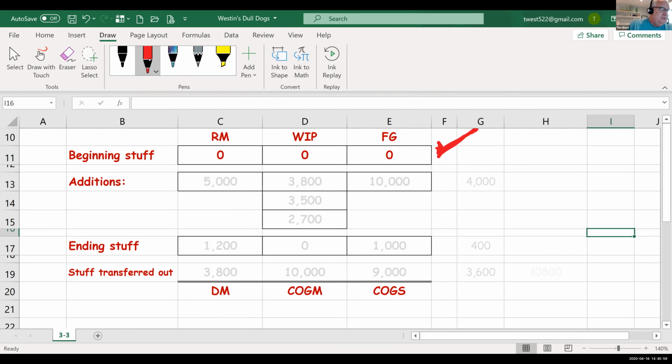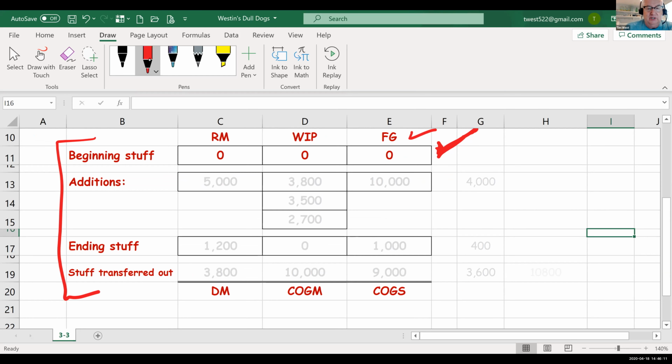So Art, if we're going to go through this process, we need to think about how it goes through our cost flow worksheet. So there are our three inventories. This is nothing more than our inventory equation. Beginning stuff plus the additions is equal to the ending stuff plus the stuff transferred out. These two things always have to equal these two things. It's a rule. And you might remember, if you have 3 of the 4, you can always get the 4th one. So that's the missing data part.